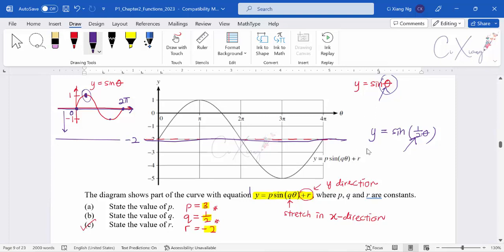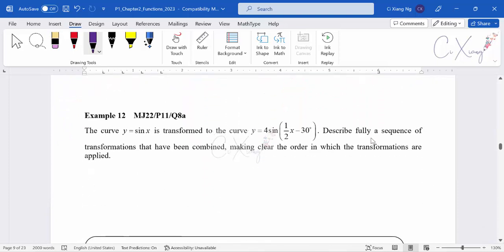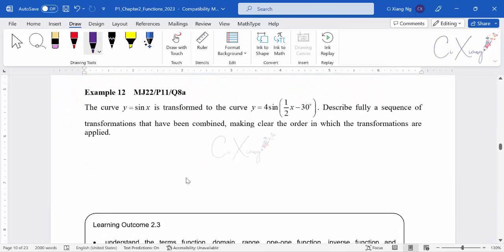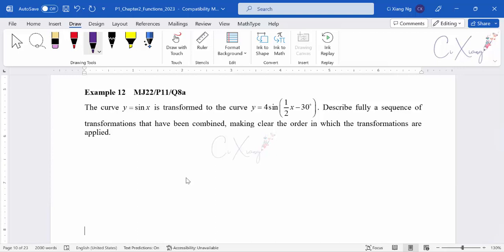So maybe we can continue further to example 12. If you have a look at example 12 here, we are given a curve which is y equals sine x, and then transformed to the curve y equals this one, and they want us to describe fully a sequence of transformations. A sequence means that there are more than one transformation. You might have two, you might have three, that have been combined, making clear the order in which the transformations are applied.